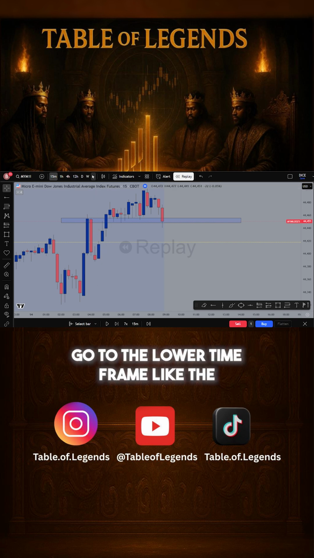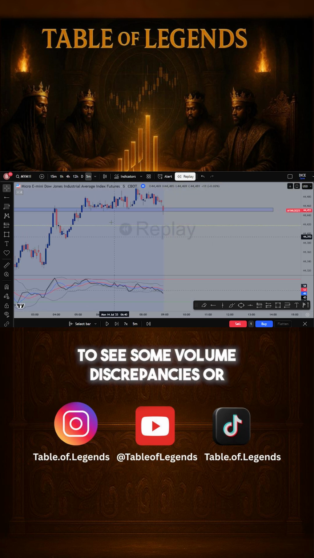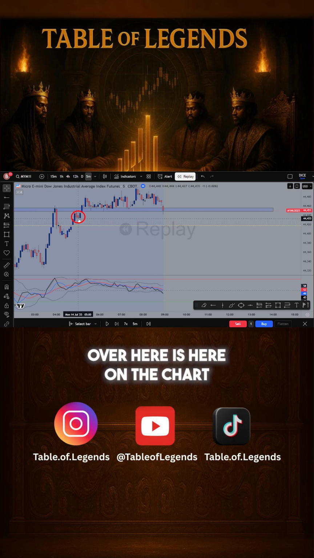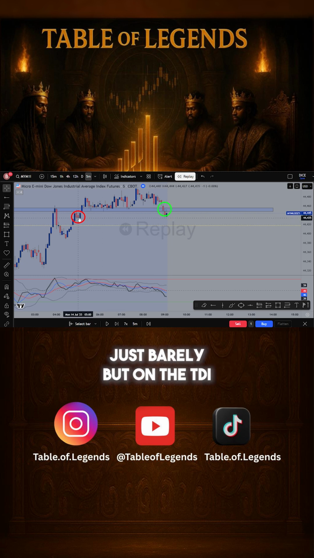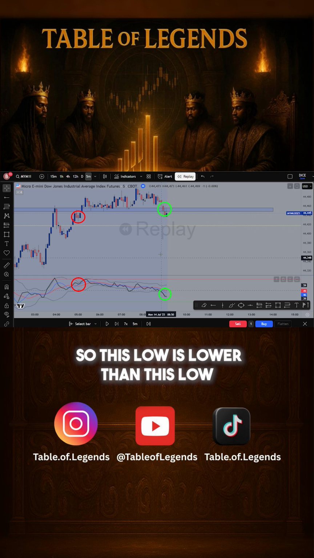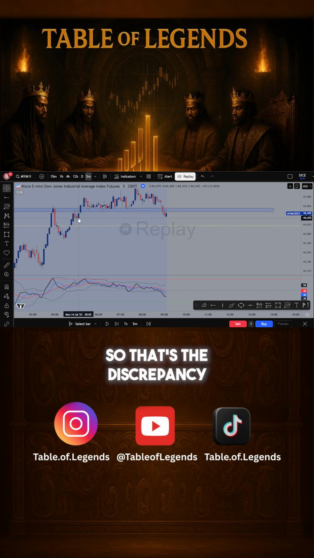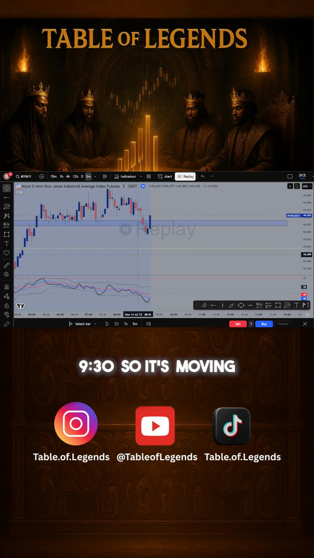And also if we go to the lower time frame, like the 5-minute time frame, we can actually start to see some volume discrepancies, or TDI basically. So you can see the low over here is here on the chart. So this low on the chart is higher than this low, just barely, but on the TDI, this low is much higher than this low. So this low is lower than this low on the TDI, but higher than this low on the chart. So that's the discrepancy. So I was looking for it to set up going into 9:30.